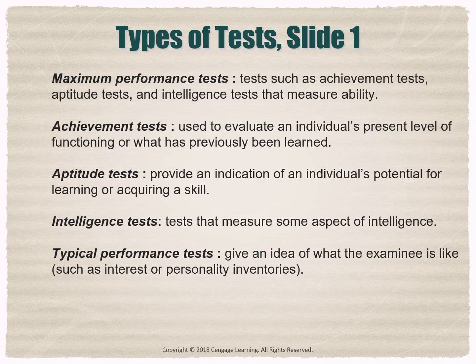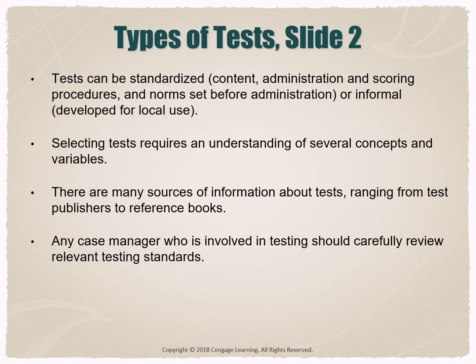Maximum performance tests. These are tests such as achievement tests, aptitude tests, or intelligence tests. An achievement test is used to evaluate an individual's present level of functioning. An aptitude test predicts the client's potential. An intelligence test measures some aspect of the client's intelligence. And typical performance tests give an idea of what the examinee is like. Tests can be standardized or informal.